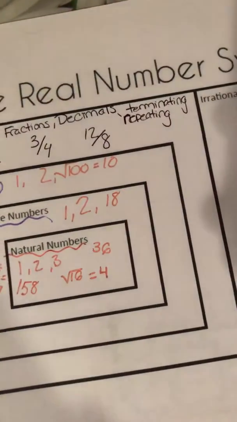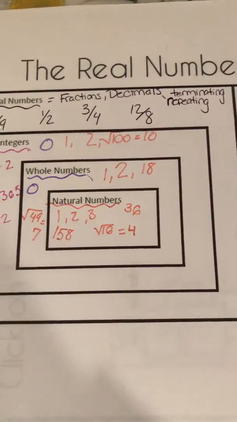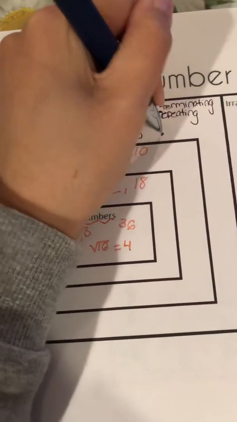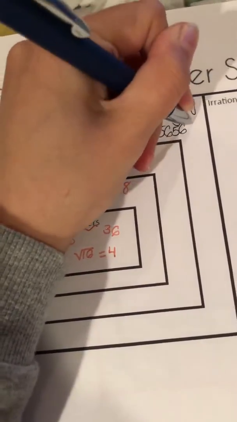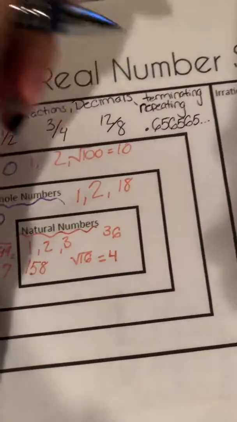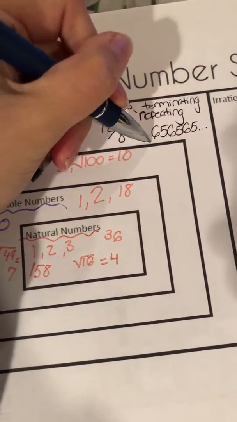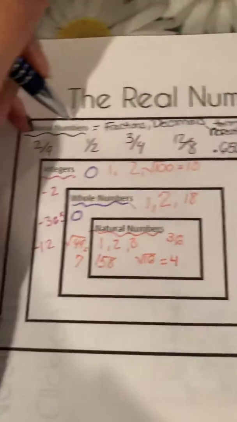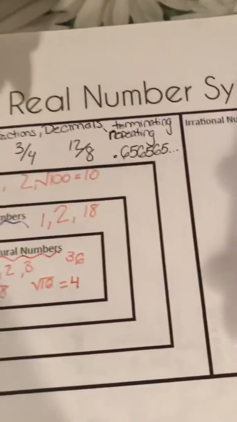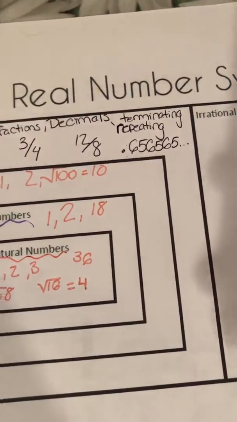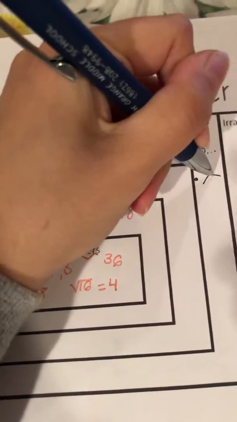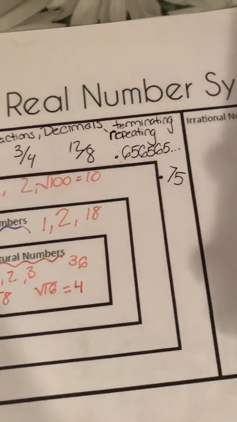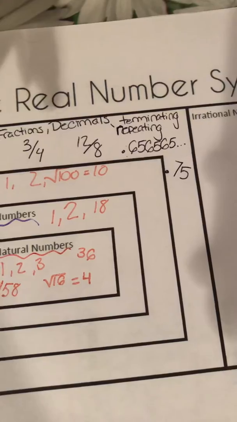My R in repeating looks really bad. Okay, so a repeating number is something like 0.656565. What repeats is that 65. That is a part of a rational number. A terminating decimal is something like 0.75. It stops. It doesn't continue on into infinity.